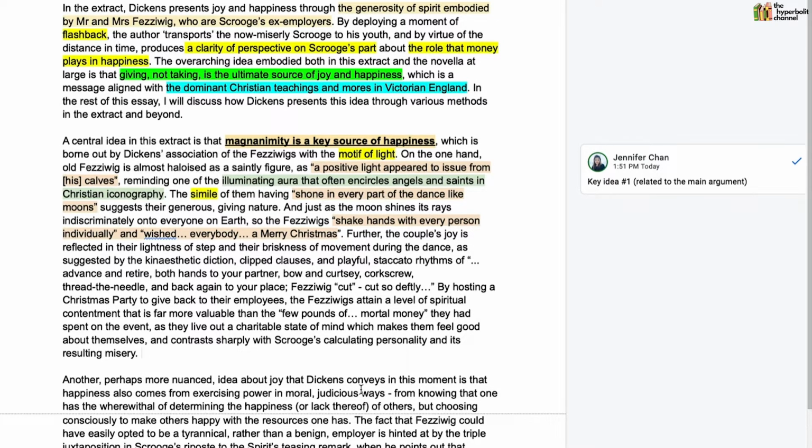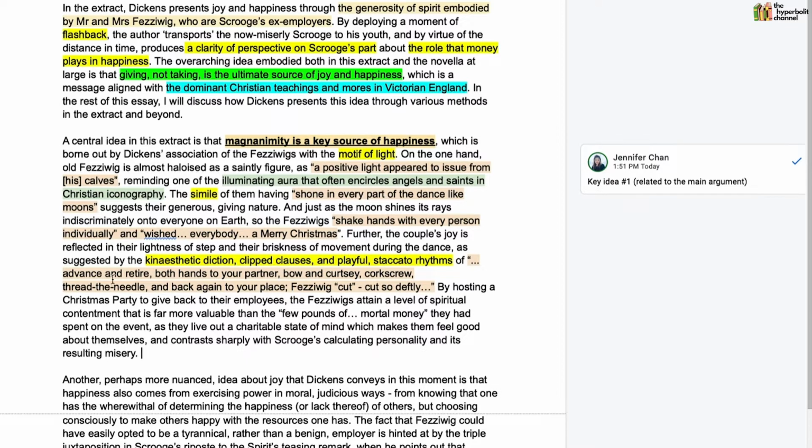as suggested by the kinesthetic diction, clipped clauses, and playful staccato rhythms of advance and retire, both hands to your partner, bow and curtsy, corkscrew, thread the needle, and back again to your place, Fezziwig cut so deftly. She's engaging with this rather intricate description of the way the Fezziwigs are dancing with each other at the party. And so she says, well, through the kinesthetic diction, which basically means the words related to movement, we see advance, retire, bow and curtsy, corkscrew, thread the needle, cutting deftly, etc.